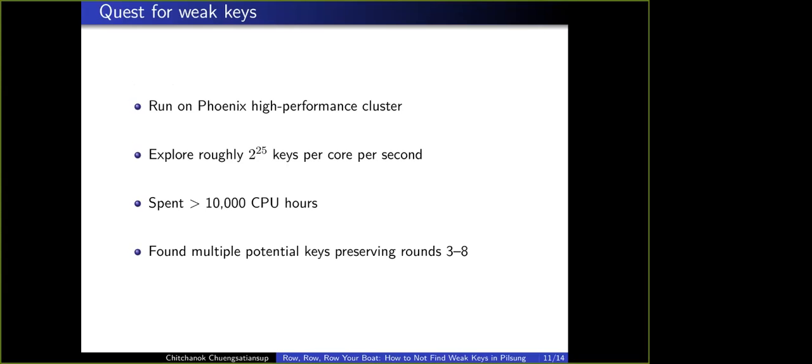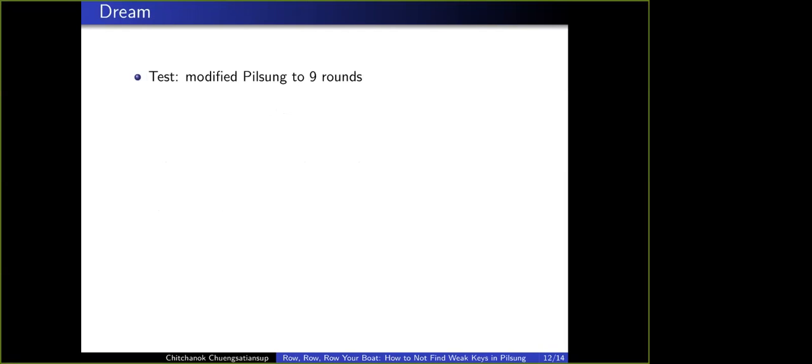We could let it run further to try to find the ones that preserve up to round 9, but we said we should at least check whether our algorithm works or not. Because we don't have it until round 9, we needed to modify the original Pilsung. So we modified it to a reduced-round Pilsung, specifically with 9 rounds, and we tested against this. And we found out that our attack actually fails.